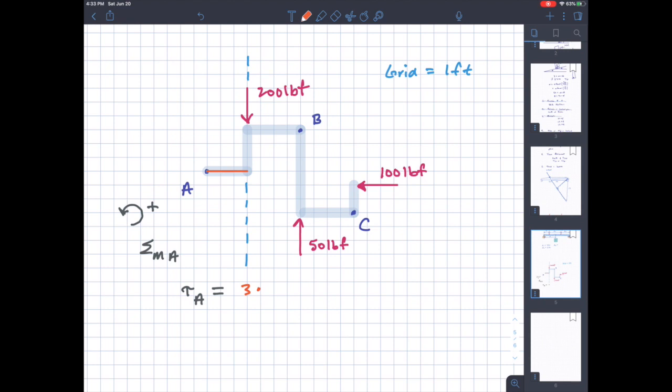So I'm going to put down the 3 feet, and then I'm going to multiply by the 200, and then I'm going to figure out the direction of rotation. If I put this force pushing down, that would cause a rotation. Can you visualize that? It would cause a rotation to be clockwise, so this would get a minus sign on it. Okay, so that's the first one.